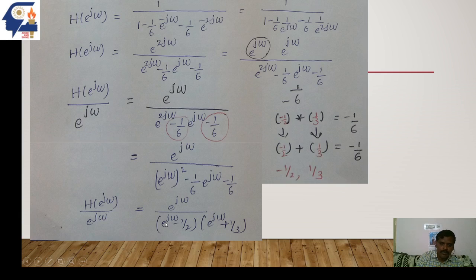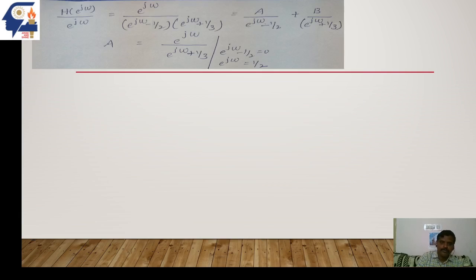Add to e power j omega minus 1 by 2. That factor is minus 1 by 2. This plus 1 by 3 add to e power j omega plus 1 by 3. Now you can apply partial fractions. So e power j omega over e power j omega minus 1 by 2, e power j omega plus 1 by 3, that equal to A by this one plus B by this one.